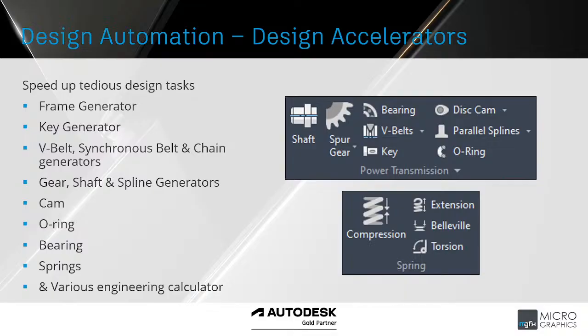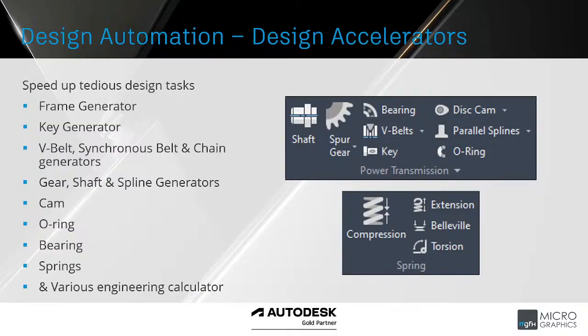So in the assembly environment in Inventor, we have these design accelerators. They basically allow you to quickly generate geometry by inputting information rather than having to sit and draw things. So the first page I have here is just an overall view of the different types of accelerators we've got. Some of these accelerators or generators also have submenus. We see spur gear there. We can do bevel gear, various types of gears, or even V-belts, synchronous belts, chains. So there are various generators.